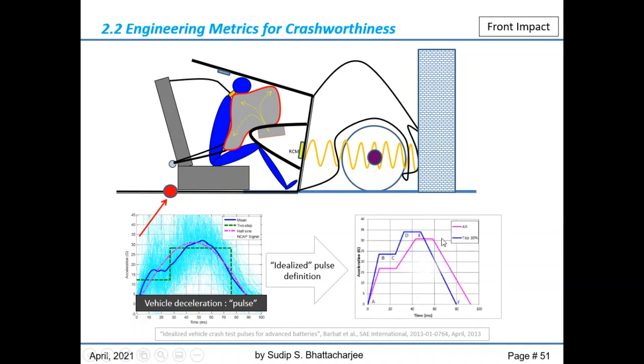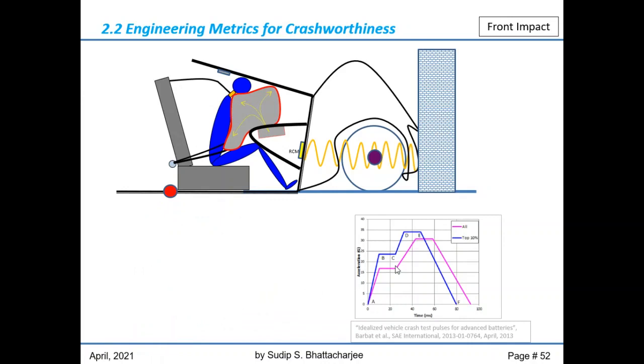At the end, the paper summarized all these results with two idealized pulse definitions: one for the average of all, and the top 10%, which means the highest amplitude ones. Now, as an engineer, you can use those for some engineering assessment and understand what to design for. But these are the average responses or some top 10%. These are not vehicle-specific performance that you will be interested in if you're working in real vehicle design.